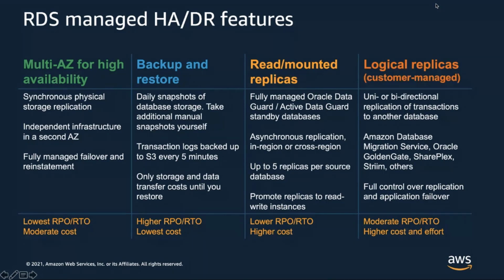So when we think of this in terms of RPO and RTO, it has really the lowest because we're not losing any data, and failovers generally happen pretty quickly, maintaining the continuity of your application. There is a moderate cost associated with it because you're running more infrastructure that has to be licensed.